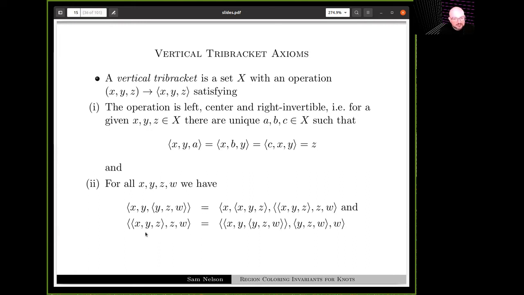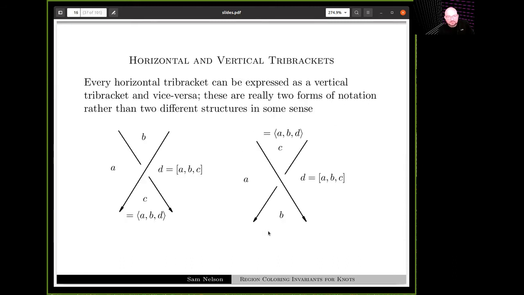Similarly over here, we have the tri-bracket at the end. We can also do the same thing with the tri-bracket at the beginning, and we get this setup, this equation. Okay, so these are the vertical tri-bracket axioms. It turns out that every horizontal tri-bracket can be expressed as a vertical tri-bracket and vice versa. So in some sense, they're really just two different notations for writing the same thing.